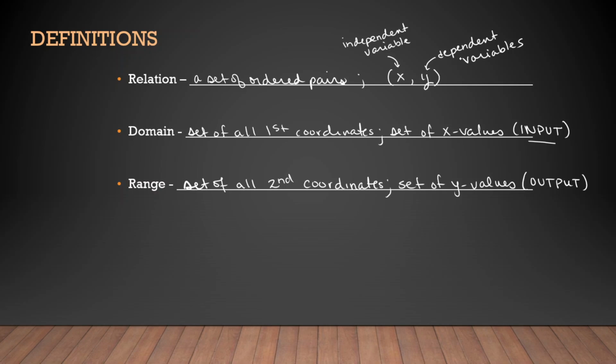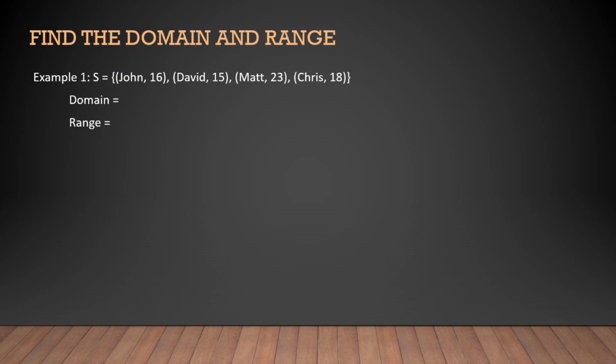All right, so let's see if we can sketch a few of these. Well, actually, before we sketch them, let's just talk about domain and range. So domain, we said, is the input. So it's the first coordinate, and we're just going to make the set of all of those. So John, David, Matt, and Chris. And I could put them in any order. That's not important. And then the range is the set of the Y values, or the outputs.